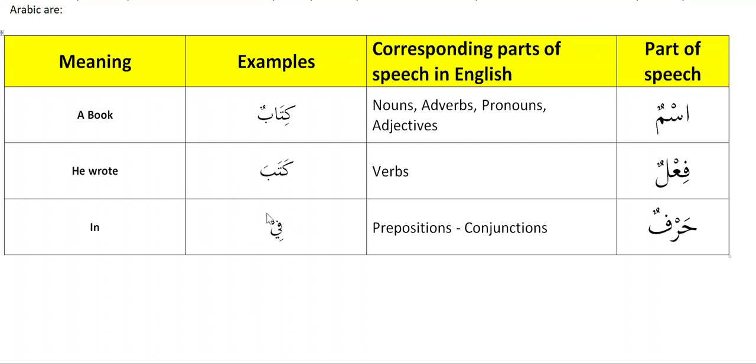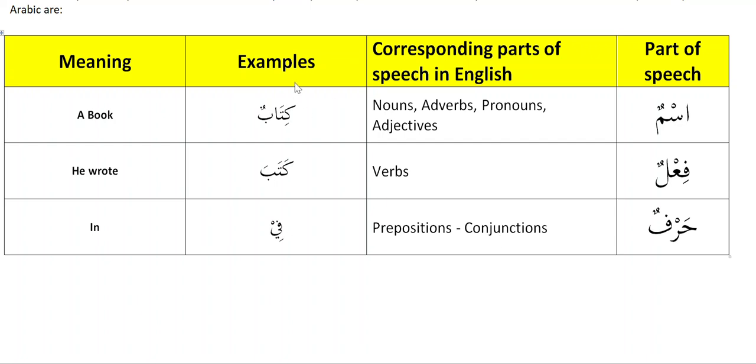The lesson you need to take away from this, and we'll do quite a few examples in the next pages, is that there are 3 parts of speech, there's no 4th. In the Arabic language, every word must be either ism, fi'l, or harf. We don't have a 4th. Ism correspond to nouns, adverbs, pronouns, and adjectives. Fi'l correspond to verbs and harf, prepositions and conjunctions.